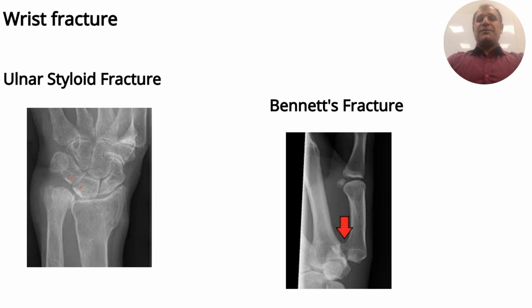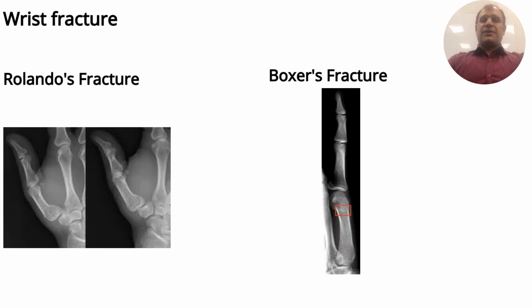Bennett's fracture involves a fracture at the base of the thumb metacarpal, with dislocation of the carpometacarpal joint. It is caused by an axial force on the partially flexed thumb, such as during a punch. Symptoms include pain, swelling, and instability of the thumb. Rolando's fracture is a more severe form of Bennett's fracture, involving multiple fracture fragments at the base of the thumb metacarpal. It is caused by high-energy trauma such as a crush injury. Symptoms include severe pain, swelling, and deformity of the thumb.